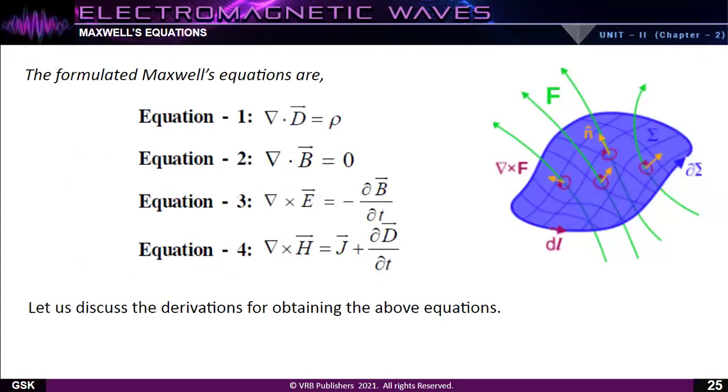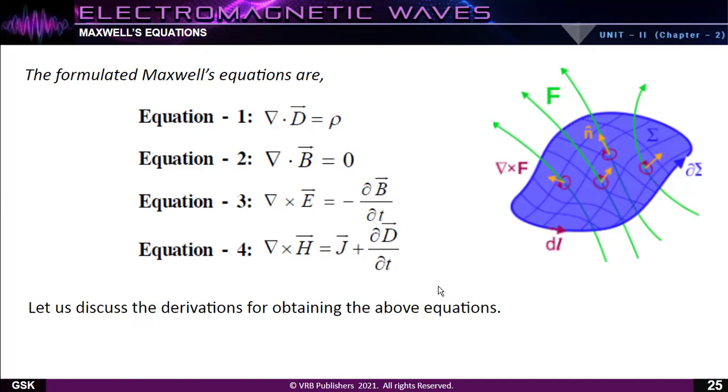The first equation is del dot D is equal to rho. The second equation, del dot B is equal to 0. The third equation, del cross E is equal to minus dou B by dou t. And the fourth equation, del cross H is equal to J plus dou D by dou t. Here D indicates the displacement vector, rho indicates the charge density, B indicates the magnetic flux density, E indicates the electric field intensity, H is called the magnetic field intensity, otherwise magnetic field strength, and J is nothing but the current density.